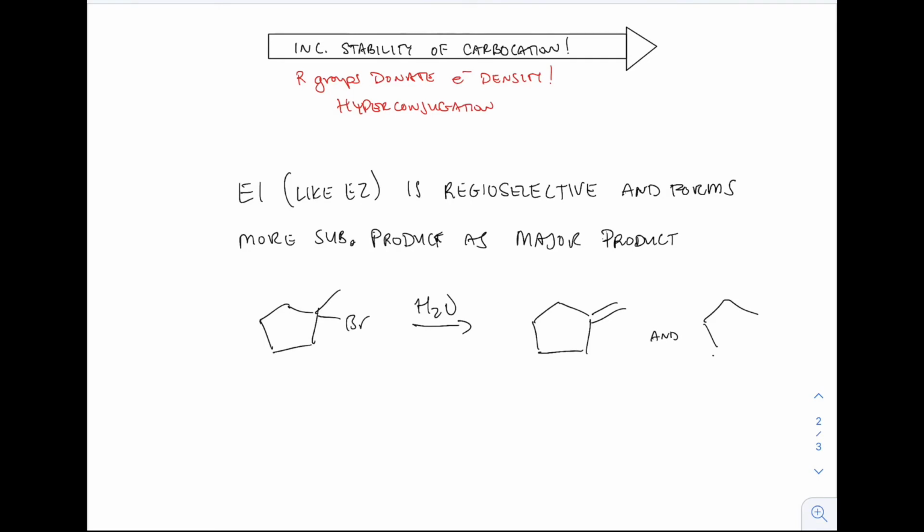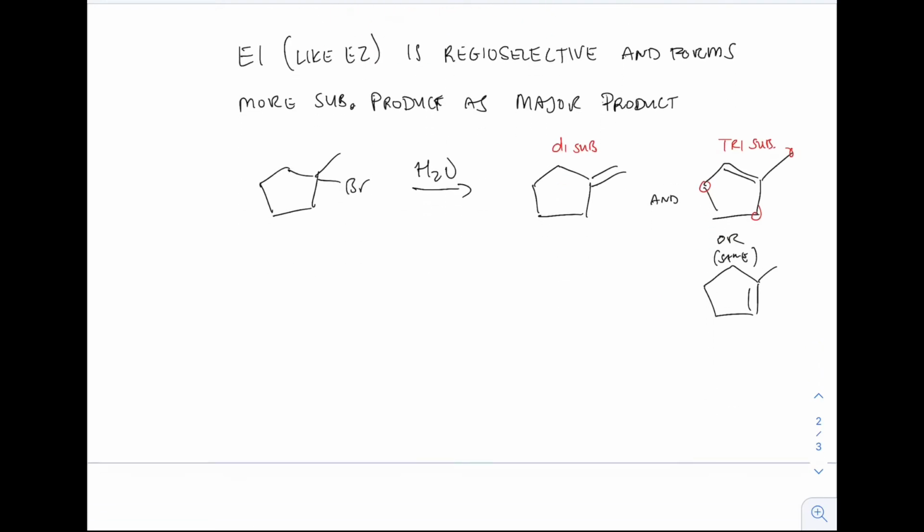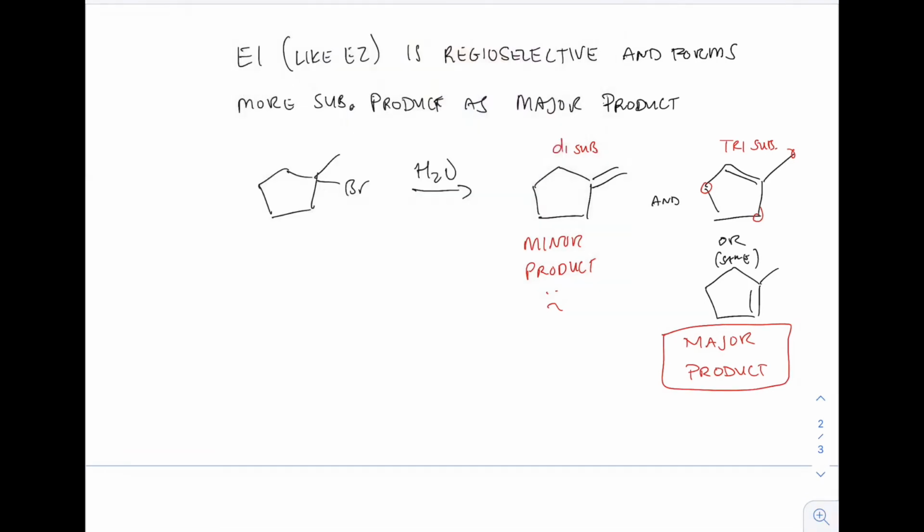We have this tertiary alkyl bromide plus water. If we have 2 different types of beta hydrogens, then we're going to get at least 2 different types of products. We have this di-substituted one, this tri-substituted one, as well as this other tri-substituted one. However, they are the same product. So despite statistical differences in favoring the two on the right, that is a major product because it's the more substituted alkene.